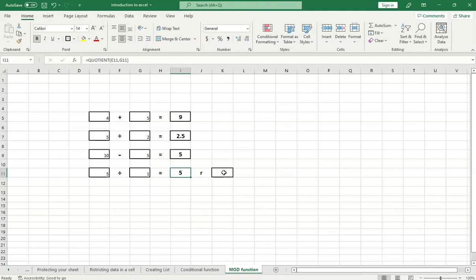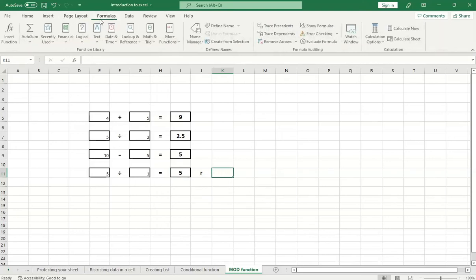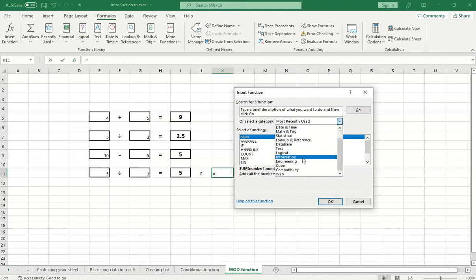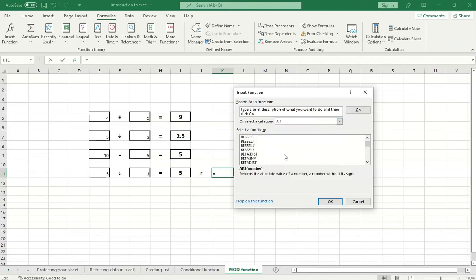Okay, so let's use the mod function, and I said you can go to formulas and insert a formula. When you press on the insert formula, there's a variety of formulas you can choose here. These are the recent used ones. Because we've not placed any formula here, it's not able to detect it. So you can type a brief description of what you want to do and then click OK. Excel gives us a lot of functions.